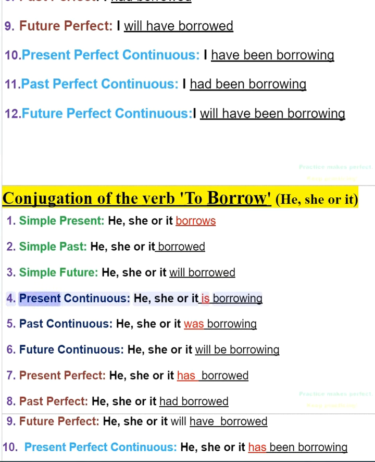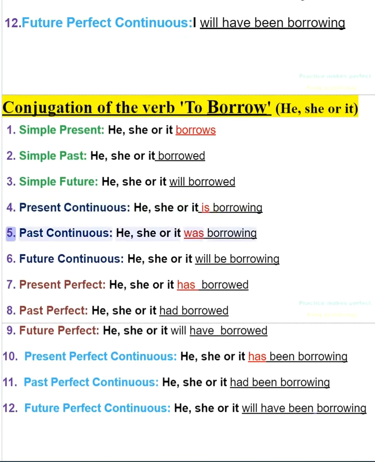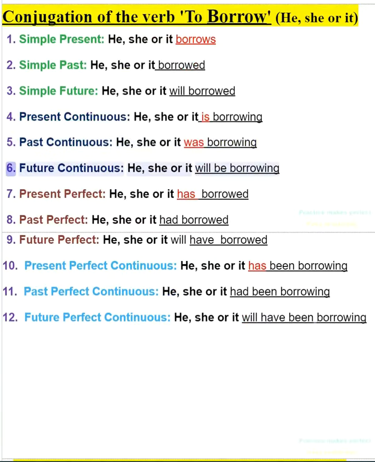4. Present continuous, he, she, or it is borrowing. 5. Past continuous, he, she, or it was borrowing. 6. Future continuous, he, she, or it will be borrowing. 7. Present perfect, he, she, or it has borrowed.